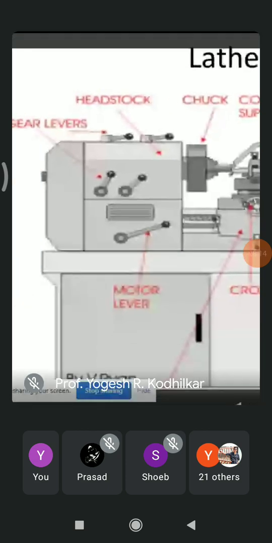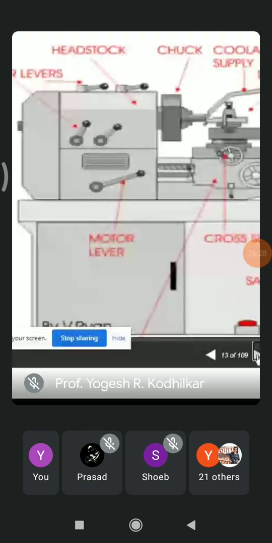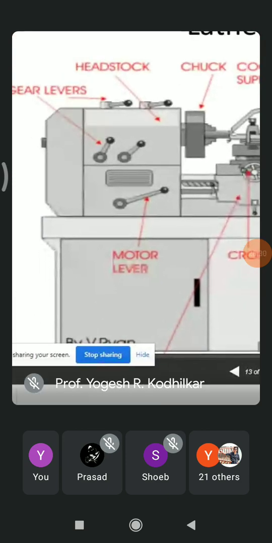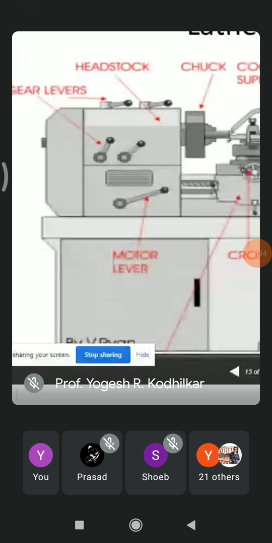Just like our head, the headstock is the main part of a lathe machine that holds the different gears. Different levers are there on the outer body of the headstock, and beside that there is an electric motor to start and stop the rotation of the job held in the chuck. So that is the headstock.